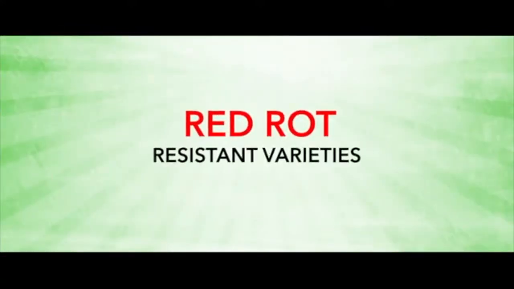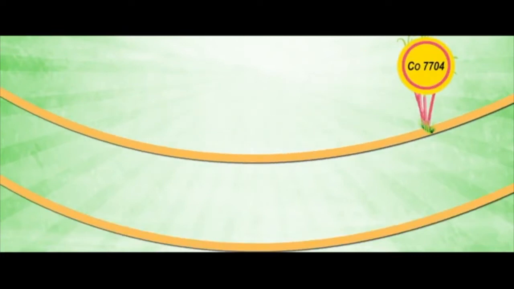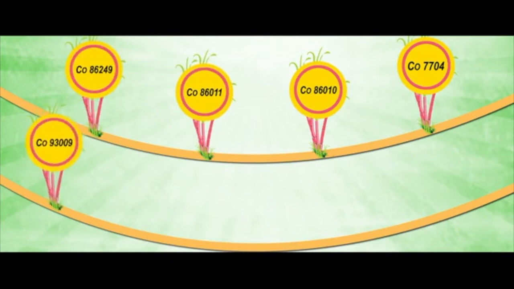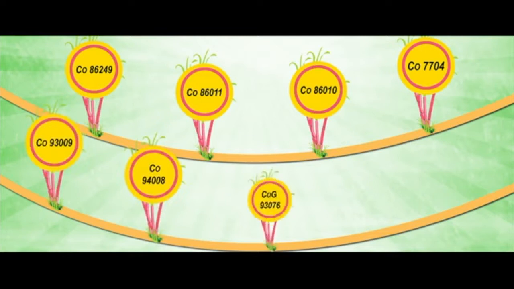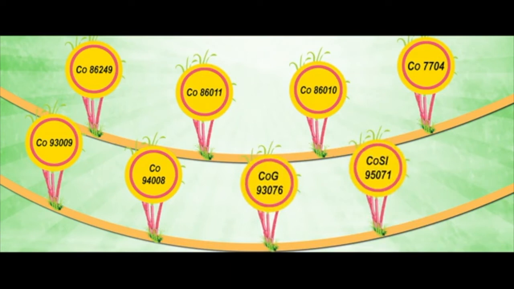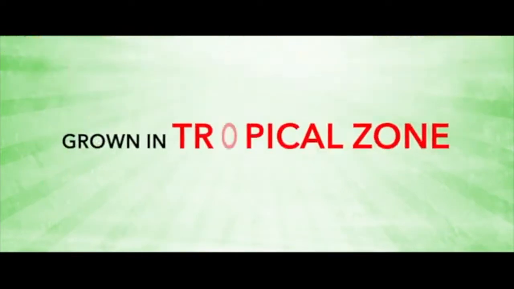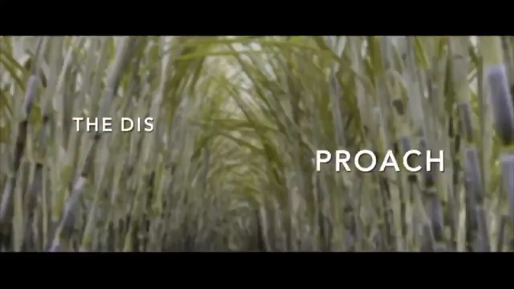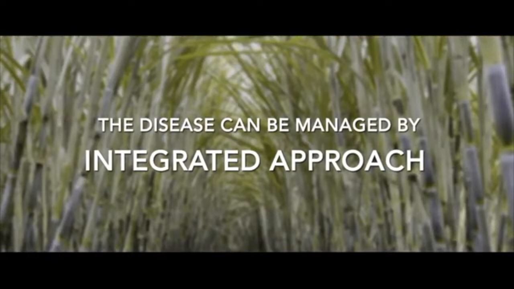As a control measure, red rot resistant varieties such as CO7704, CO86010, CO86011, CO86249, CO93009, CO94008, COG93076, COSI 95071 and COV 92102 should be grown in the tropical zone. In case red rot resistant varieties are not available, the disease can be managed by following an integrated approach.